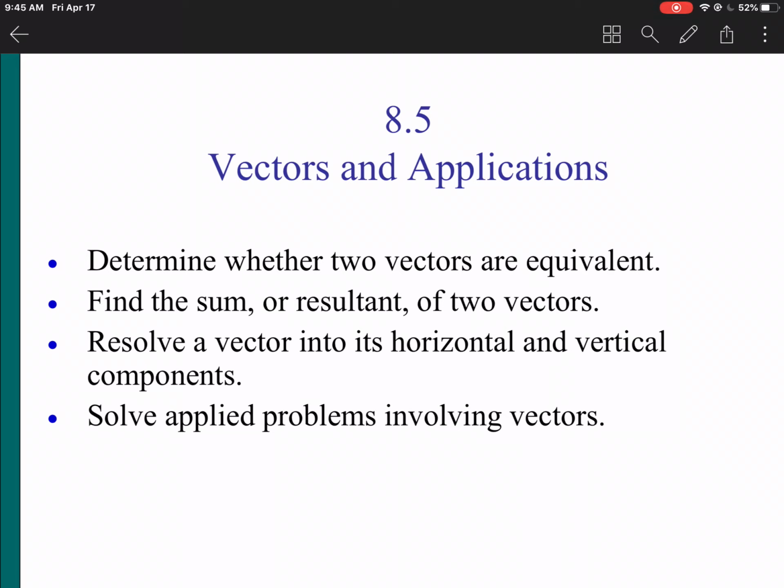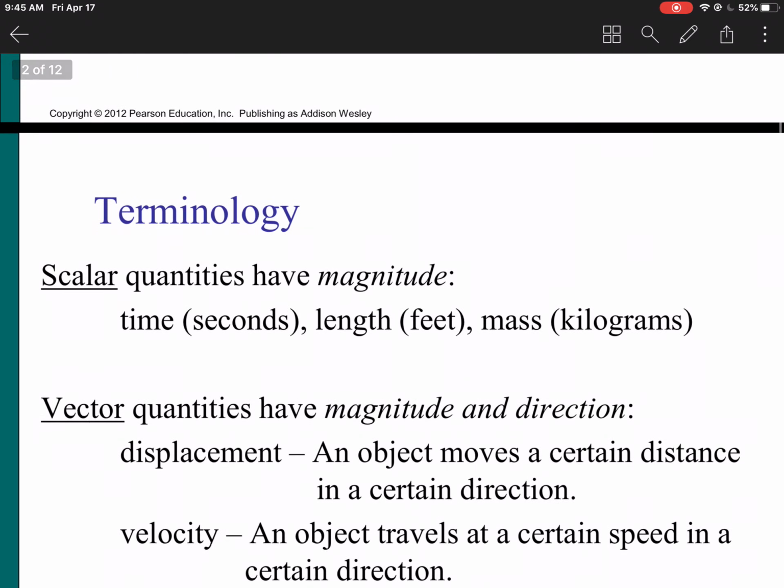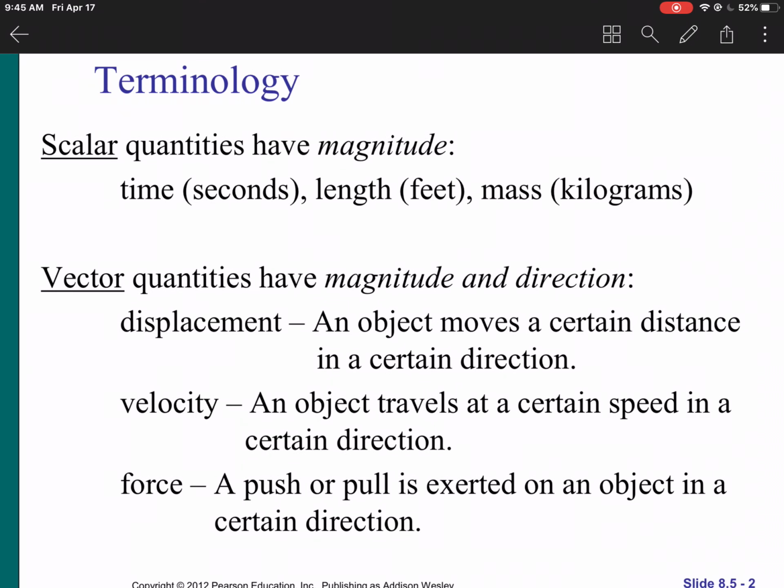But before we get into the calculations involved, of course you're going to see a lot of the same calculations we've been using before. I tell you, those are going to keep coming up. It's just a different context. Right? So in the context of vectors in this case. So first, some terminology to be familiar with. The difference between a scalar quantity and a vector quantity.